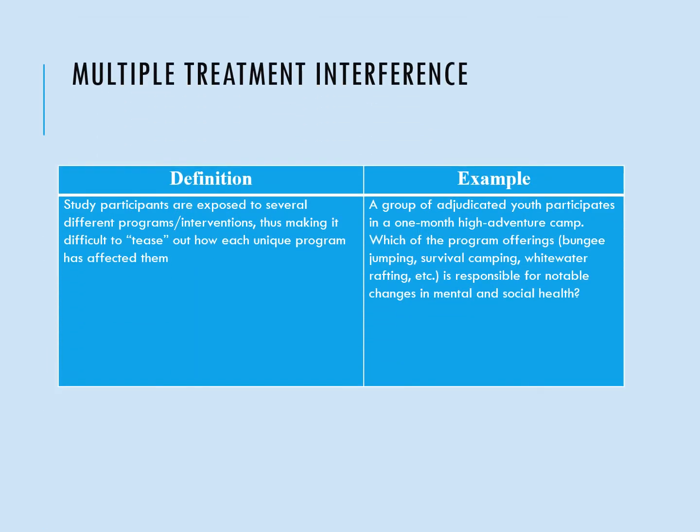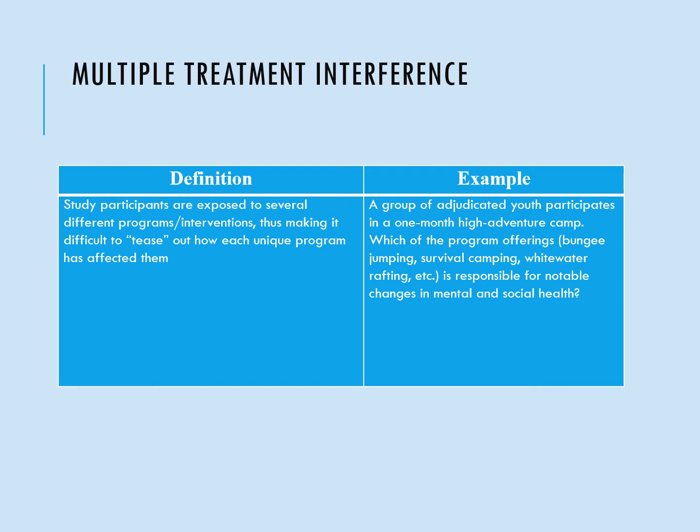The next one we'll talk about is multiple treatment interference, and this is when study participants are exposed to several different things at once. So we look at programs, treatments, interventions, or participation, whatever it may be. So they're doing several different things at once, and it's really difficult to understand how one program, one intervention, or one participation is really the reason that they're getting a certain outcome.